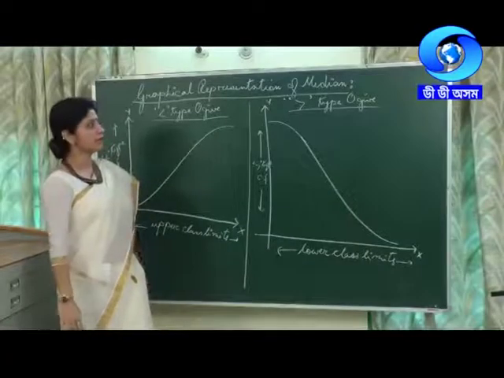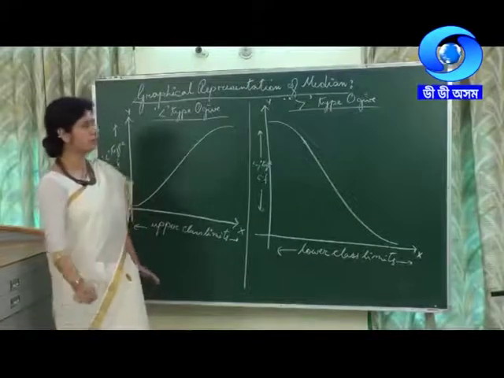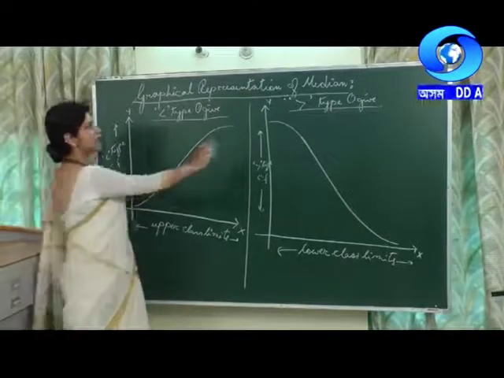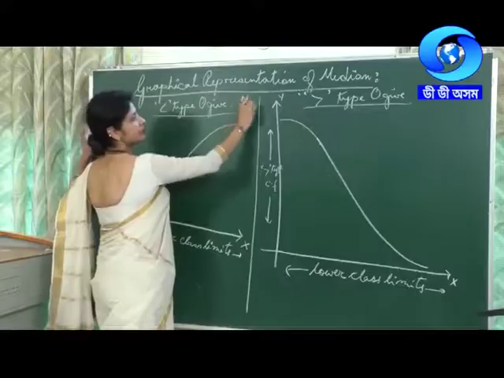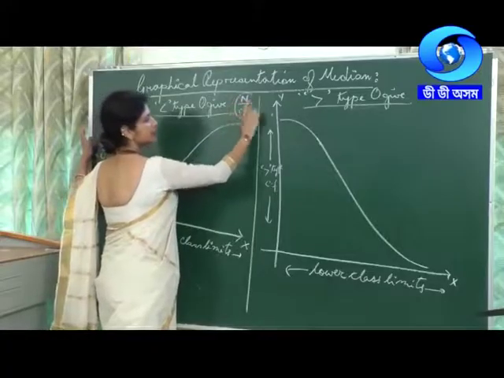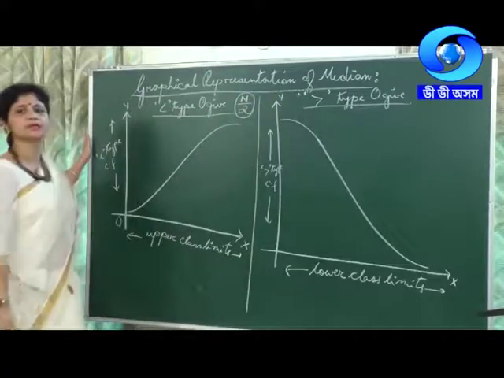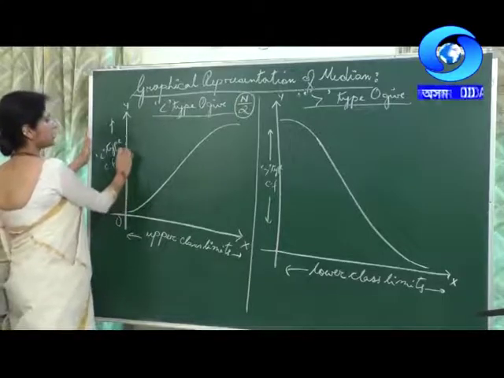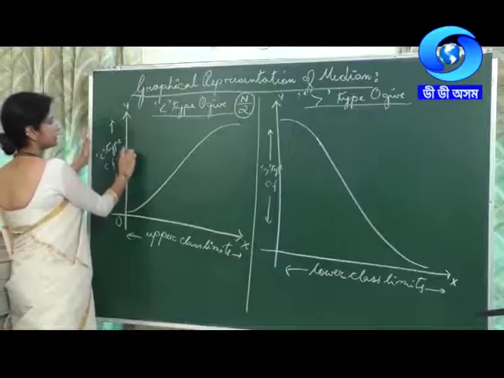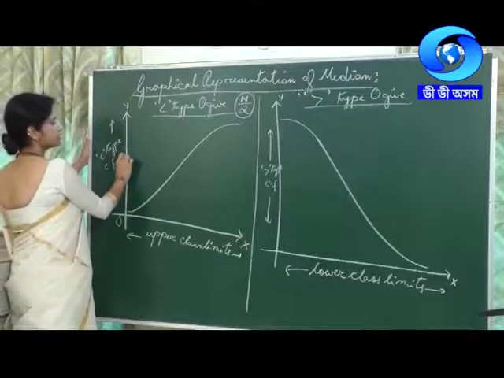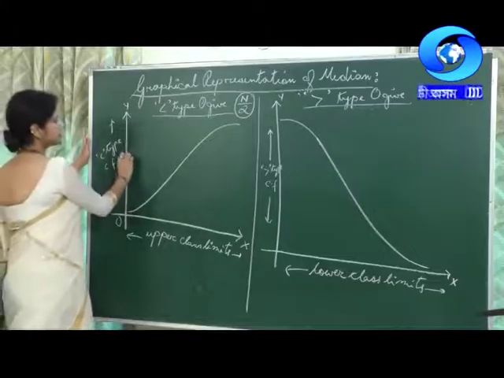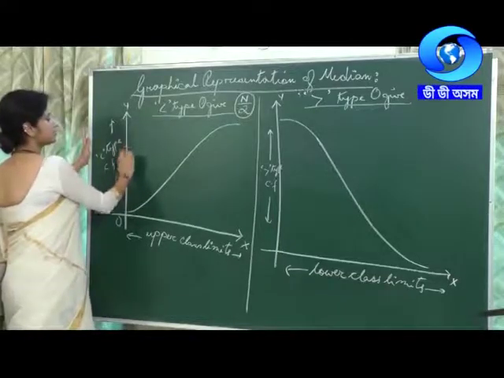Now, for finding median, what we do is we shall calculate n by 2. You remember what is n? N is the total frequency. We shall calculate the numerical value of n by 2 and plot it on the y-axis. Supposing this point is n by 2.